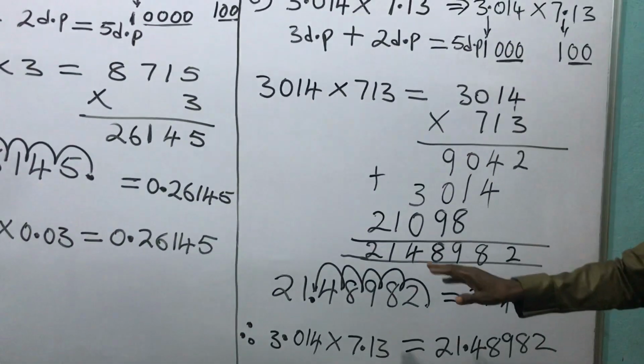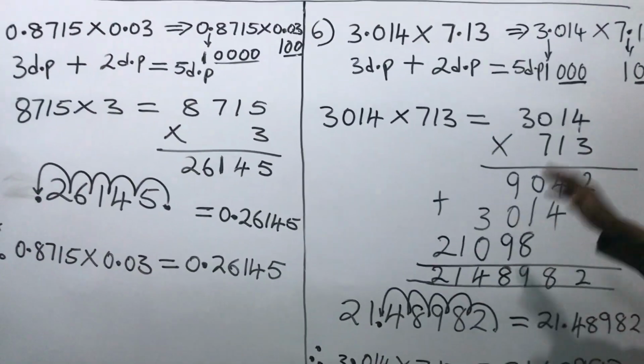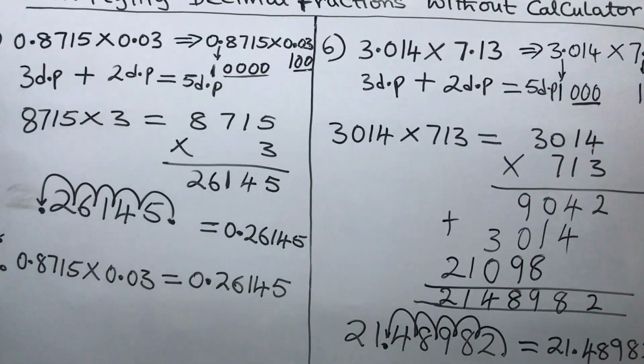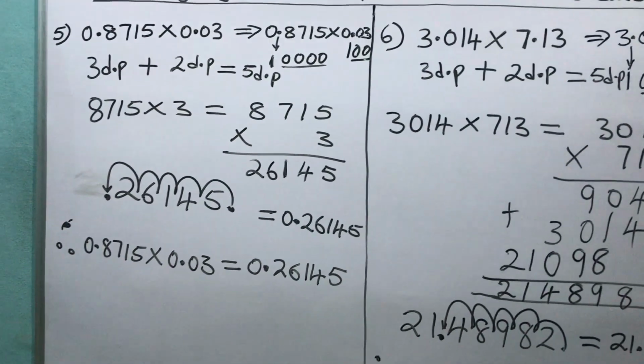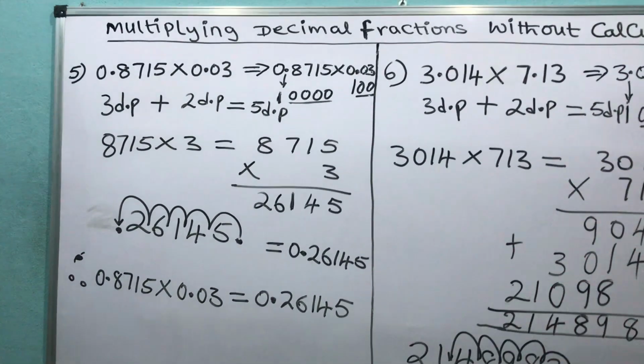And that's all about multiplying decimal fractions without a calculator. You can do this at any point as long as you follow this procedure.